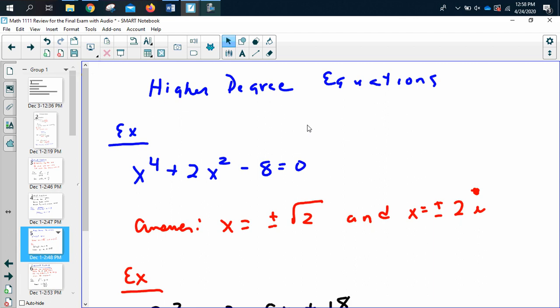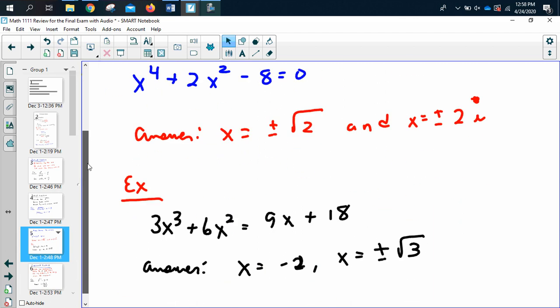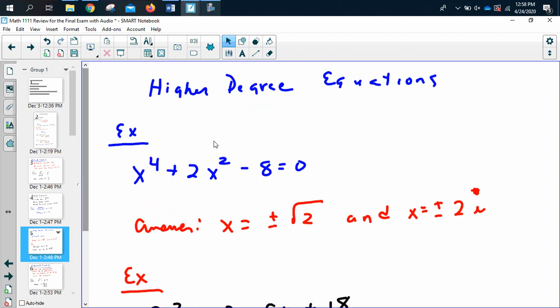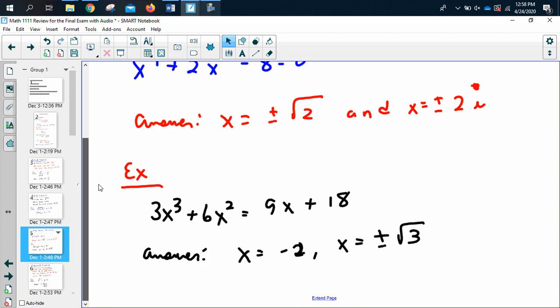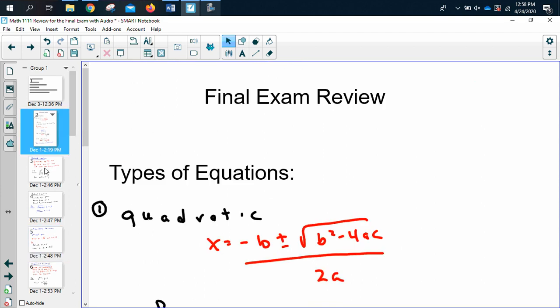And then we've got higher degree equations, which you would solve by factoring. This one is in the form of a quadratic. This one has 4 terms, and so you would factor by grouping. And please try these, and here are the solutions. So these are just more for you to try.